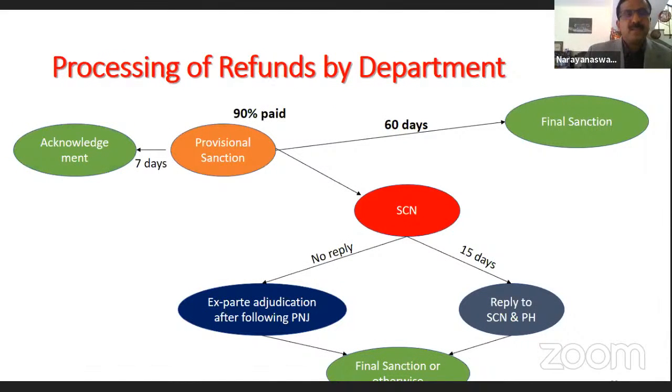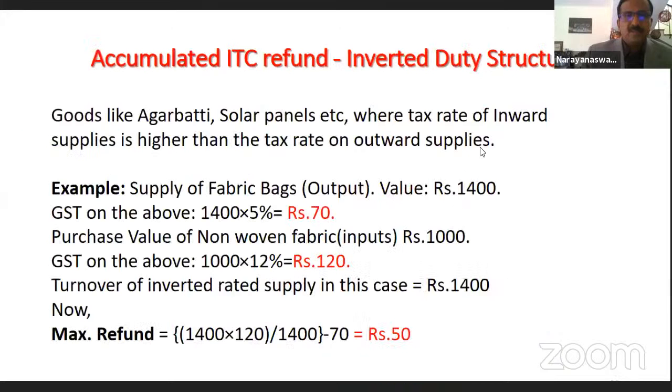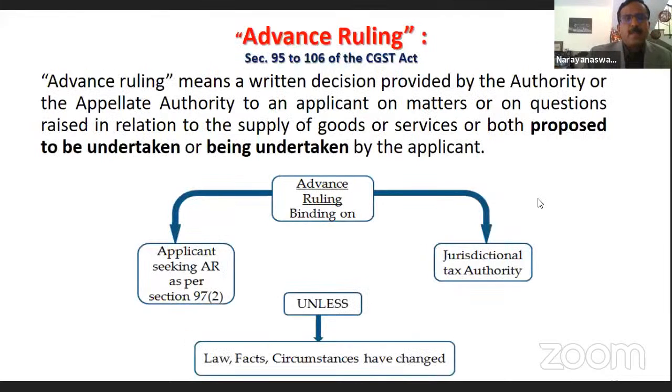For example, within 15 days, we have to give the provisional refund of 90%, and in any case, not more than 60 days can I keep sitting on it. I was talking about inverted duty structure. This is the formula on that. I will share this PowerPoint. You can read and understand that.